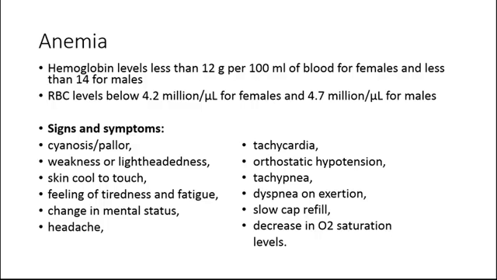All right, so we're almost getting to the end. The next one here is anemia. And I put on here the hemoglobin levels, right? And we know that they're different for females and males. So anemia is if we have a hemoglobin level less than 12 for females and less than 14 for males, or an RBC count that is below 4.2 for females or 4.7 for males.